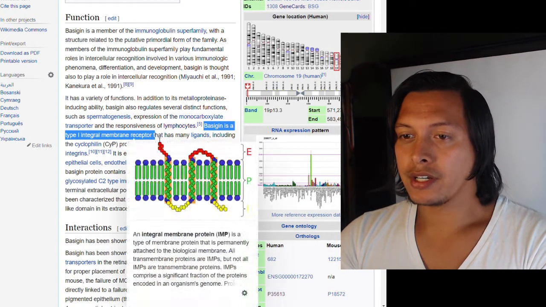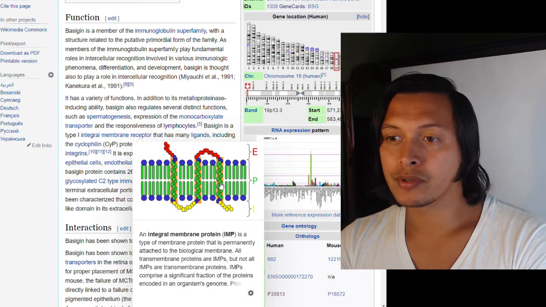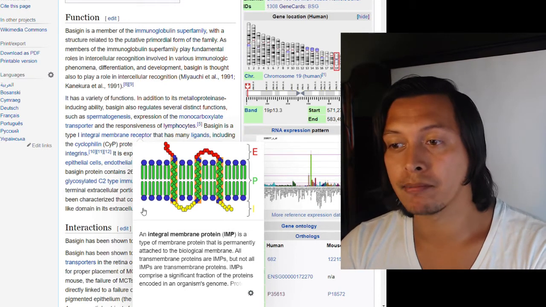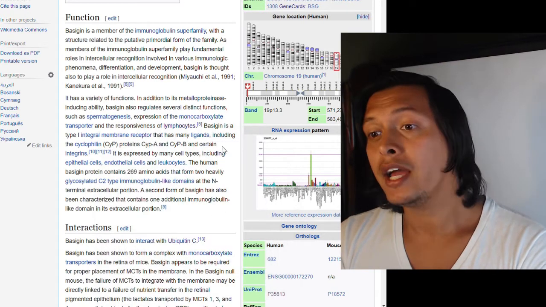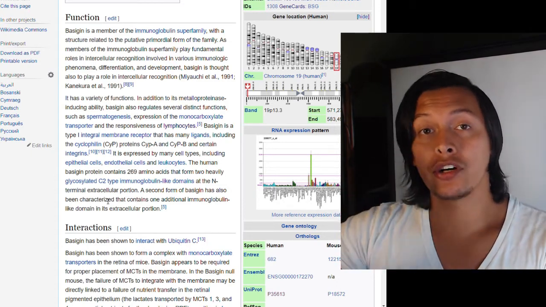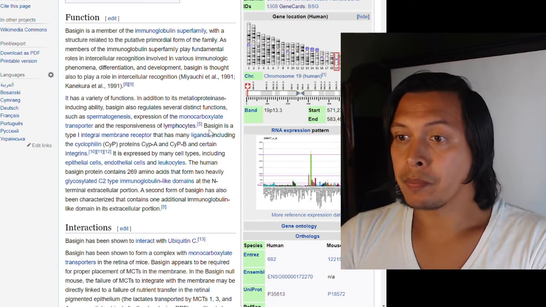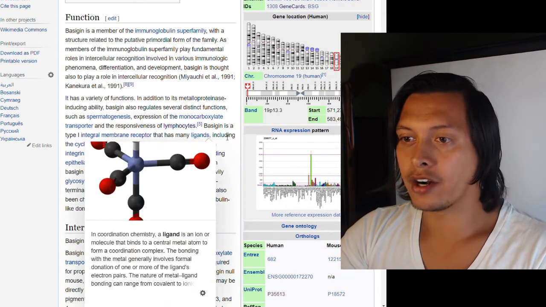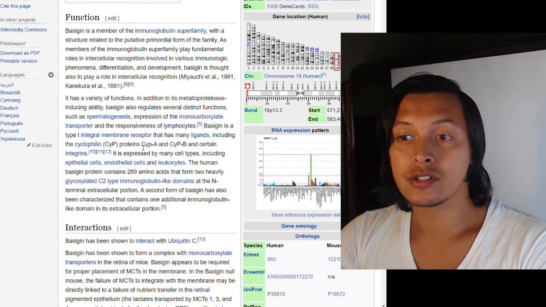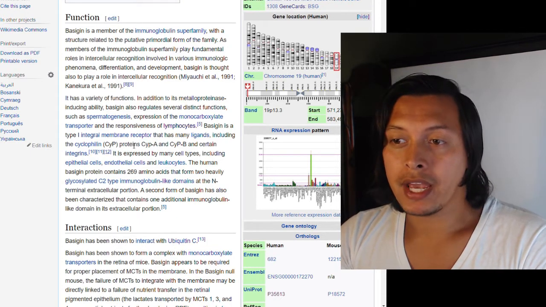So Basigin is a membrane receptor. Membrane receptors, remember, have parts that go through the membrane. They have some parts that are cytosolic within the cell and some parts that are exposed to the extracellular matrix. And that exposure is something that can make them vulnerable to, say, viral entry. It also has many ligands, and these ligands include cyclophilin proteins, for example cyclophilin A and cyclophilin B, and certain integrins.